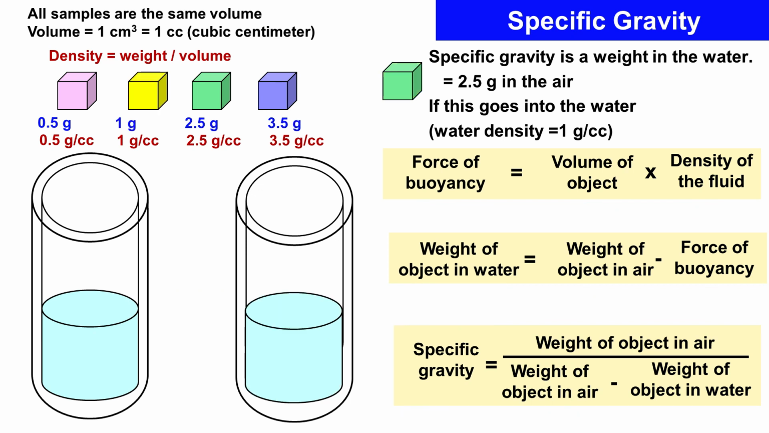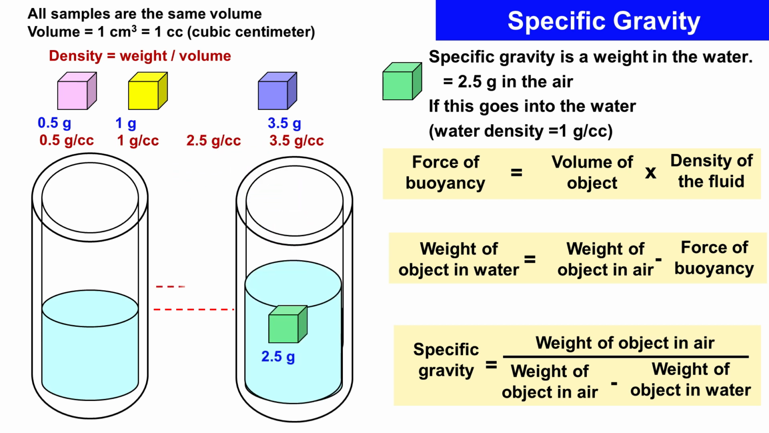Okay, this is another block with a density of 2.5 gram per cc. The weight of the object in air is 2.5 gram. The weight of the object in the water is 1.5 gram. Now, the specific gravity is 2.5.